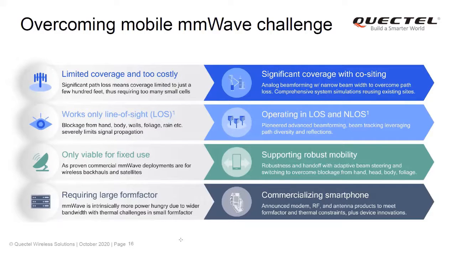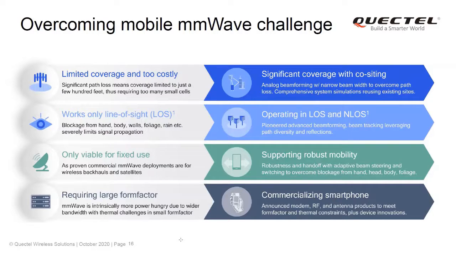They said this technology only works in line of sight because it can be blocked by hand, body, foliage, rain, etc. The same technology, beamforming, allows beam tracking to overcome this scenario and fix reflection issues. It was only viable for fixed use, like backhauls and satellites.